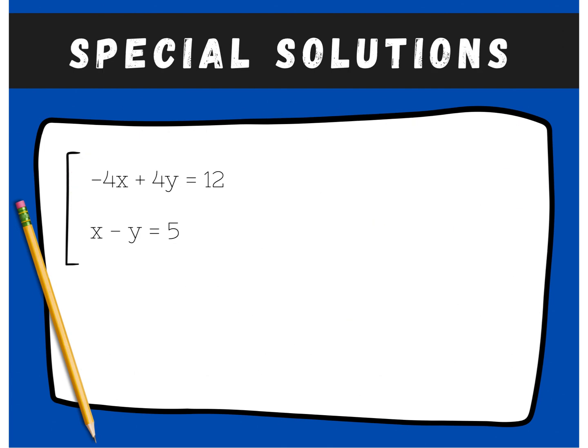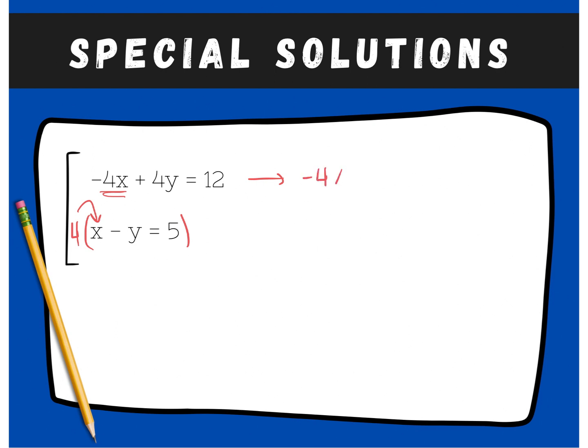Here's another example, and hopefully you're noticing negative 4x and x don't cancel, 4y and a negative y don't cancel, so I'm definitely going to need to manipulate these equations in one way or another. Now the goal is to find the easiest thing for you. I noticed that if I multiply this second equation by 4, I'd get a 4x, which would go nicely with my negative 4x. So that's exactly what I'm going to do.